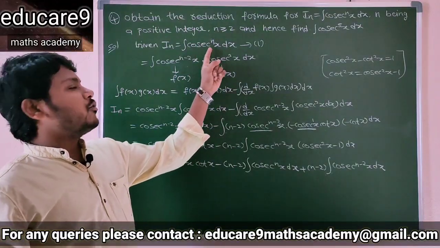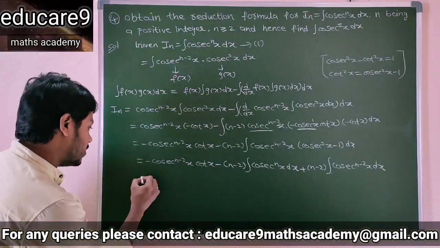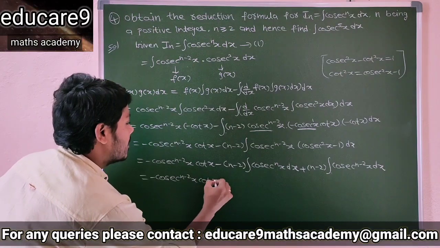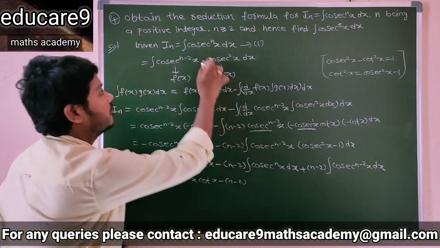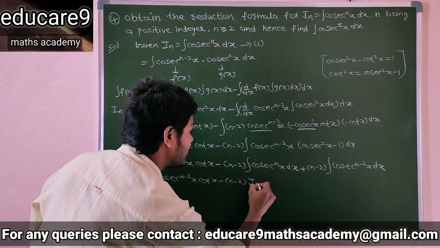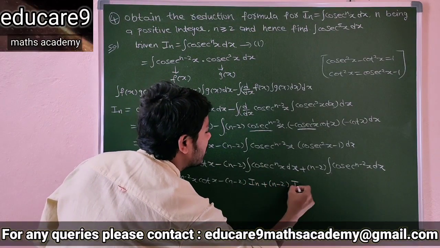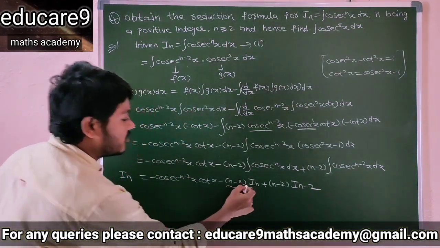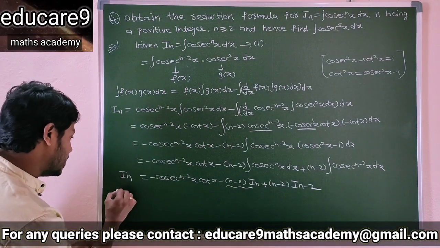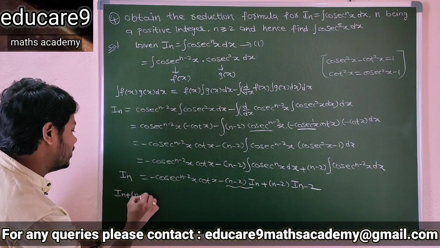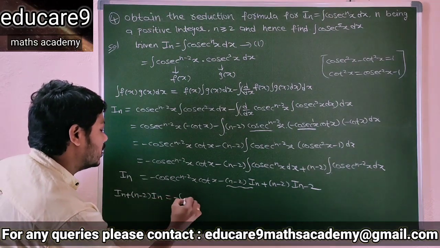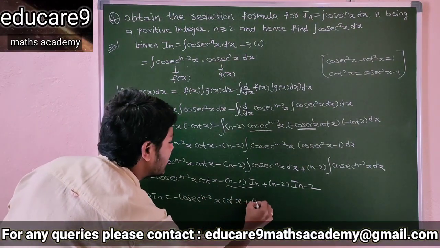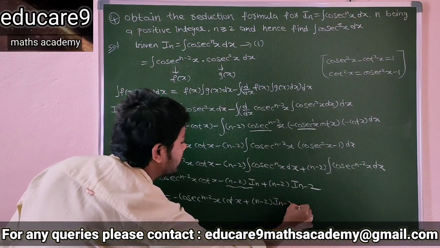Integration of cosec power nx is what? In. Therefore this is minus cosec power n minus 2x cot x minus n minus 2 into, from equation 1, In, plus n minus 2 into I n minus 2. So this is the In value. Send this value to the left side. So it becomes In plus n minus 2 into In is equal to minus cosec power n minus 2x cot x plus n minus 2 into I n minus 2.